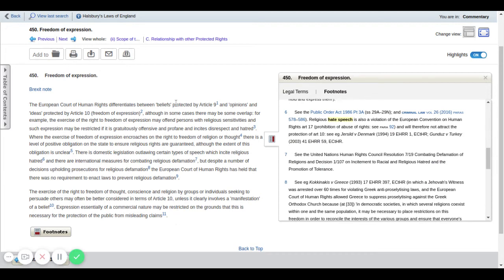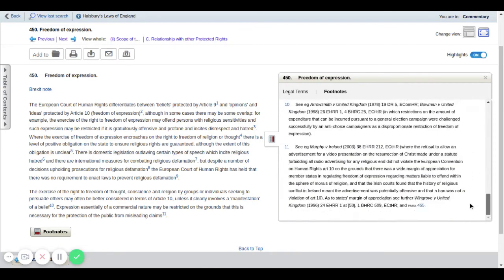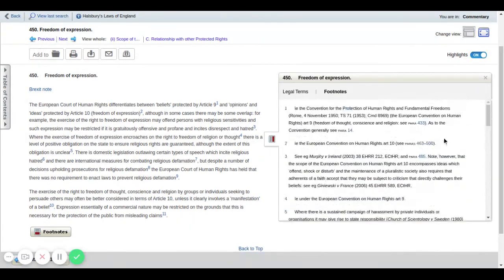But the magic of Halsbury's is the footnotes. If the footnotes don't open up, you can click on footnotes at the bottom to make them display. Look at the footnotes. There's way more of these than there is of the actual paragraph. And here, these expand on the paragraph and they point you towards case law and they point you towards legislation where the law of freedom of expression is set out. So when you're researching a topic, you can look it up in Halsbury's Laws and straight away you can see, oh, look, this is where the key legislation is and this is where the key case law is.